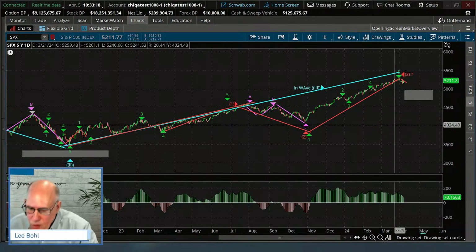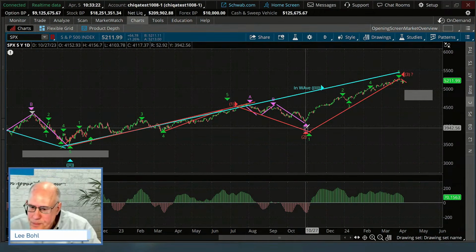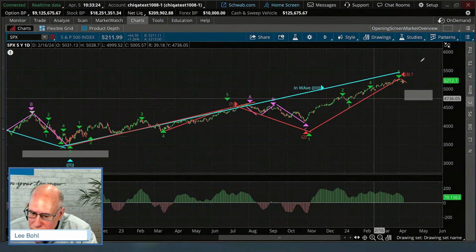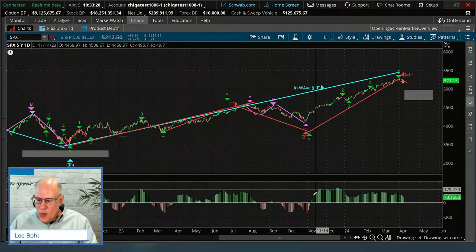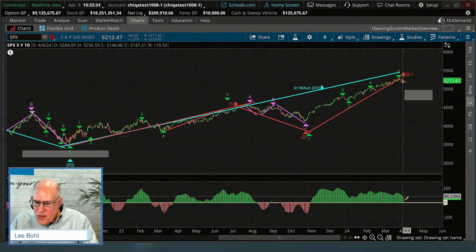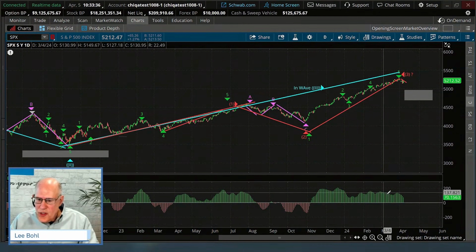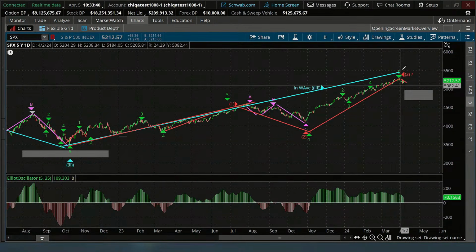Now, notice that we are certainly in wave 3 of the orange. And how do we know that? Number one, the Elliott oscillator hit a high for the cycle in here, and number two, it's the longest. So this shows you that 3 is the longest, all right? And that's what we're looking for.